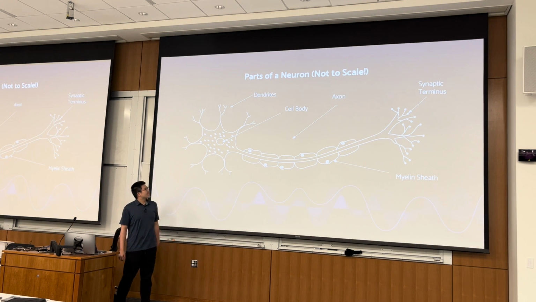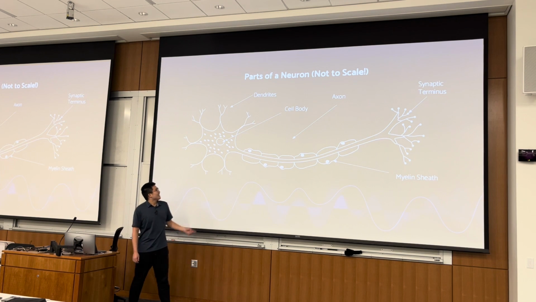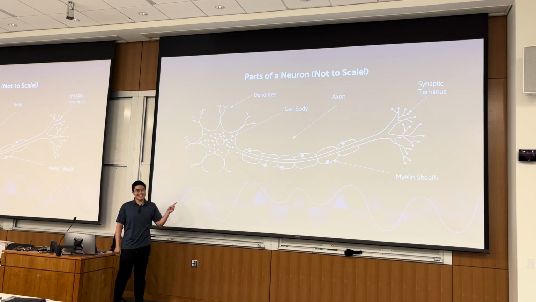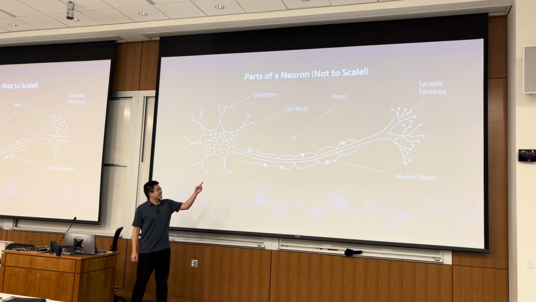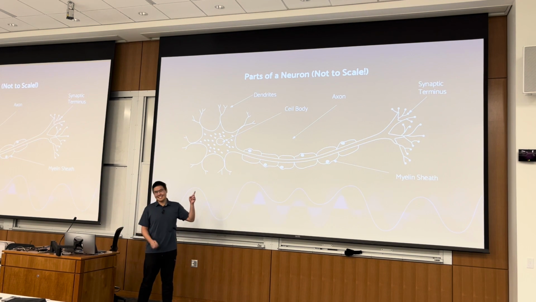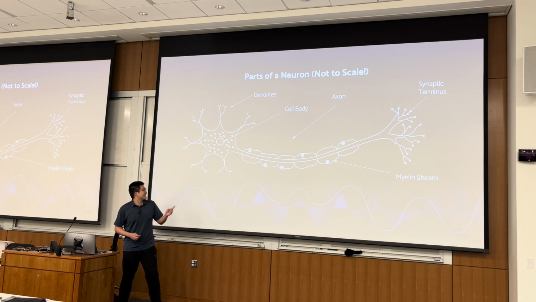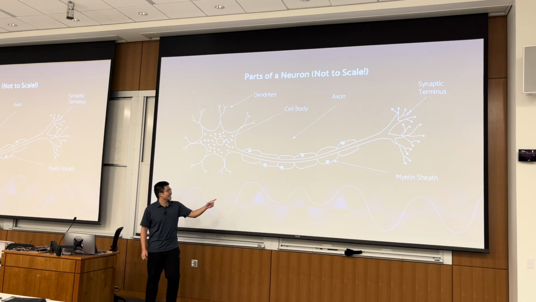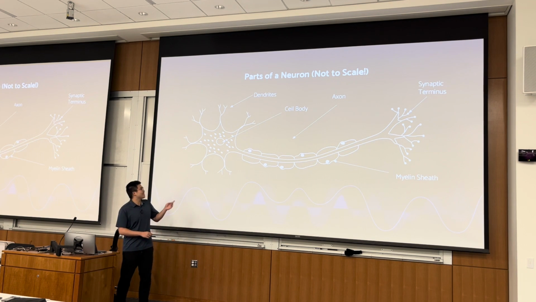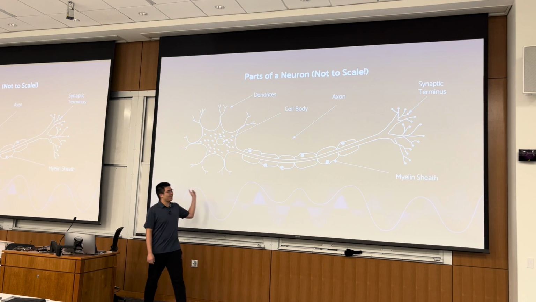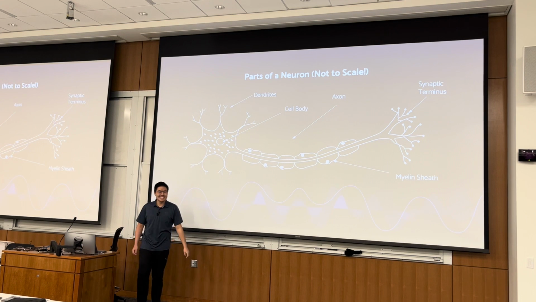And then we have the axon, which is this really long thing. Note that this is not to scale. This neuron could be up to maybe a meter in length. So they can be super long. And then we have the synaptic terminus, which is the ends of the neurons. Also, I forgot to mention, the axons actually have myelin sheaths in them for some neurons. And this increases the speed that the action potential propagates through the neuron.